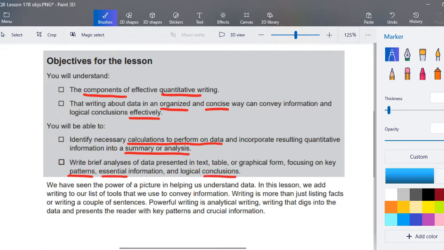We've seen the power of a picture in helping us understand data. In this lesson, we add writing to our list of tools that we use to convey information. Writing is more than just listing facts or writing a couple of sentences. Powerful writing should be our goal. Powerful writing is analytical, writing that digs into the data and presents the reader with key patterns and crucial information.